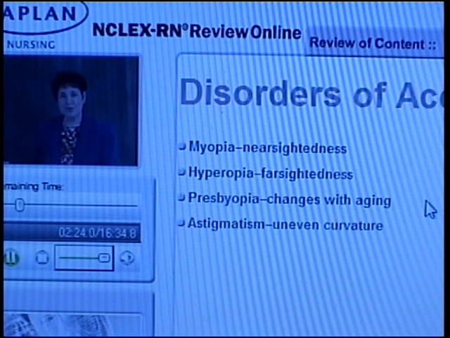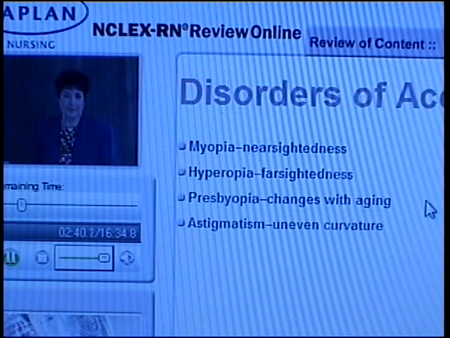Let's talk about disorders of accommodation, and the first one we're going to talk about is myopia. This is nearsighted. These patients have deeper eyeballs, and the image focuses in front of the retina, and they have blurred distance vision, so they can see near, but they have difficulty with far vision.